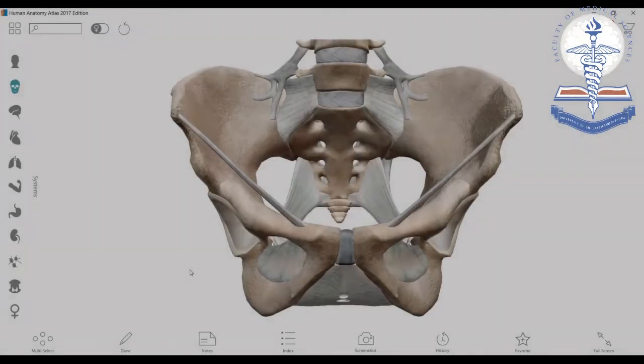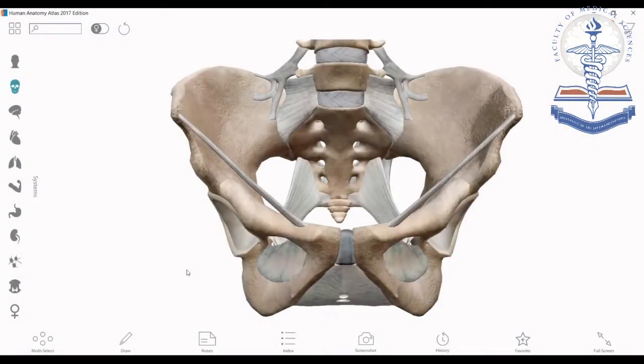Let's revise our knowledge on the bony pelvis. The bony pelvis consists of two hip bones and the sacrum. The two hip bones will articulate anteriorly with each other at the pubic symphysis, which is a secondary cartilaginous joint. The hip bone will articulate with the sacrum posteriorly and form the sacroiliac joint, which is a synovial joint.